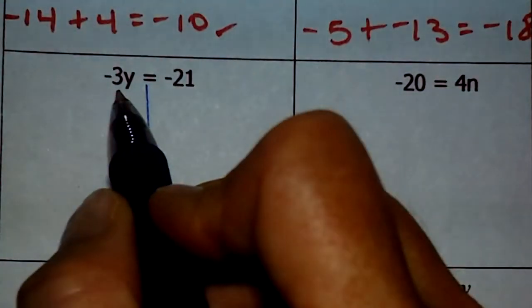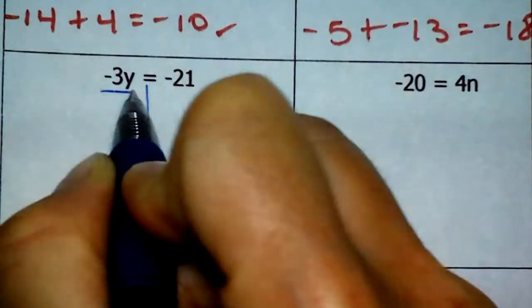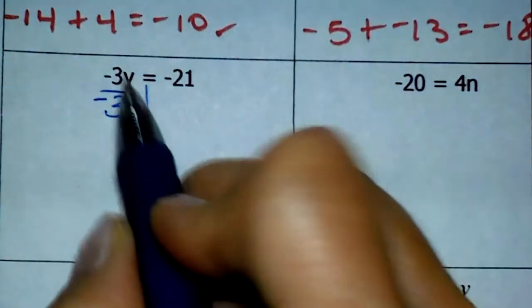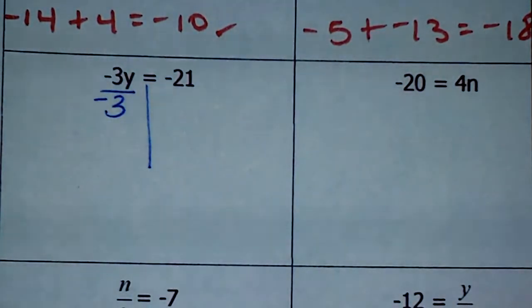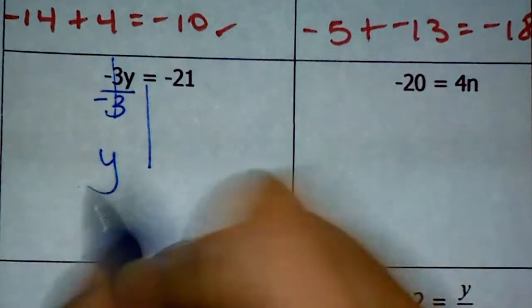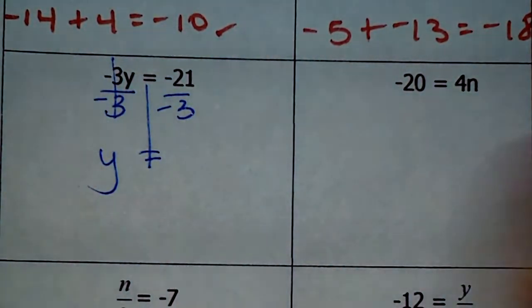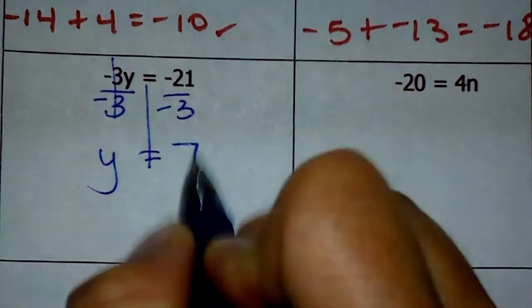So when you have a multiplication equation, you're trying to get 1y. In order to get 1y, I need to divide by whatever y is being multiplied by. Negative 3 divided by negative 3 is 1, and 1y is y. Whatever you do to one side, do to the other. Negative 21 divided by negative 3 is 7.